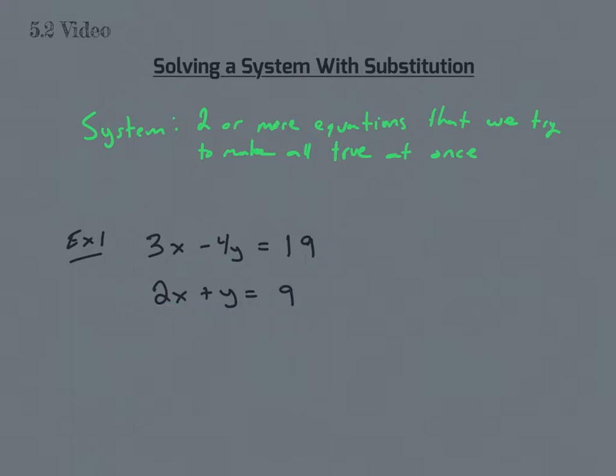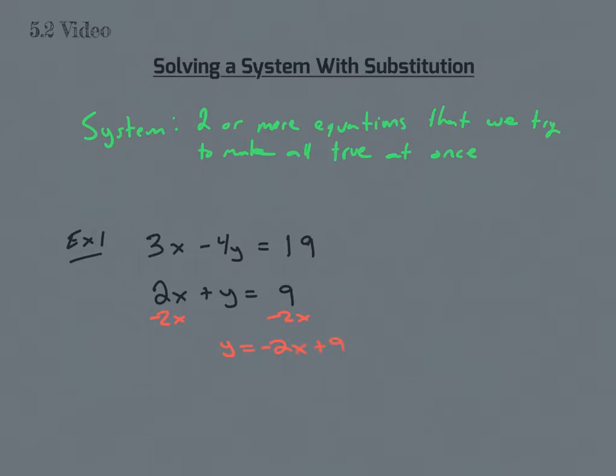All right, so substitution, the goal is to isolate a variable. I want to pick one of the variables. I have an x, a y, an x, and a y. I want to pick the one that's easiest to get alone. The one that really jumps out at me is this y in the second equation, because it's just got a 1 in front of it. So I'm not even going to have to divide to get it alone. All I have to do is subtract the 2x. In the second equation, I'm going to subtract 2x from both sides, and that's going to give me the equation y equals negative 2x plus 9.